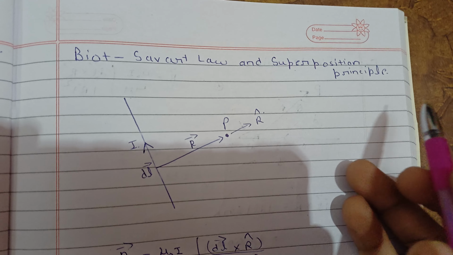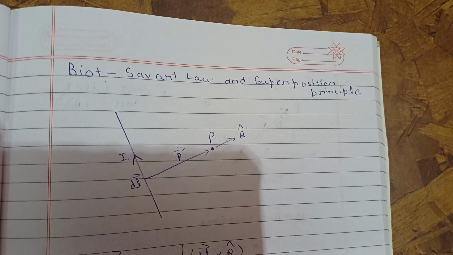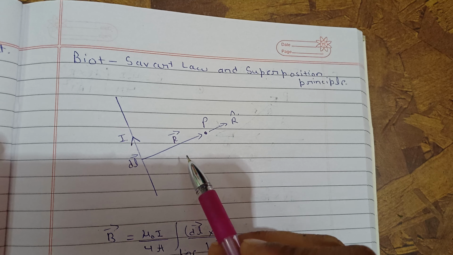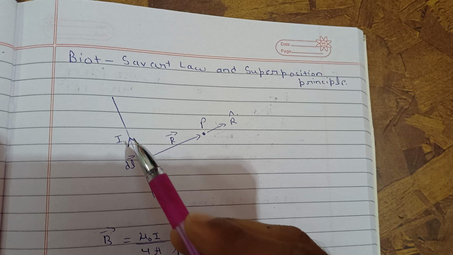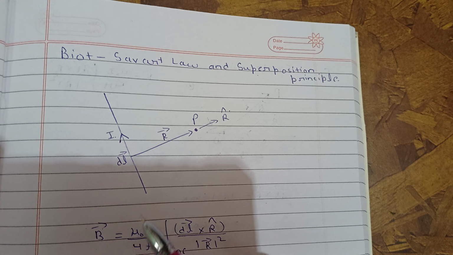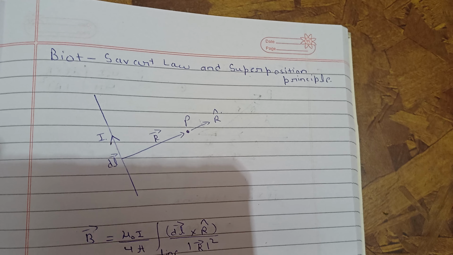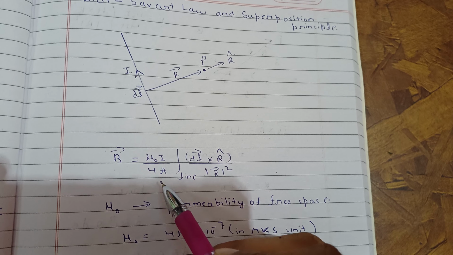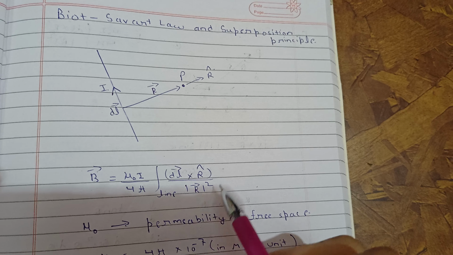Now let's start the Biot-Savart law and the superposition principle. This law is used to find the magnetic field at any point due to a current carrying wire. We can find it using a wire, a surface, and also a volume carrying the current. Let's first find it for a current carrying wire. There is a point at the r vector, and the current is going in this direction. The Biot-Savart law says that the magnetic field at this point is given by mu naught I by 4 pi, dl cross r cap, over the square of the magnitude of r.